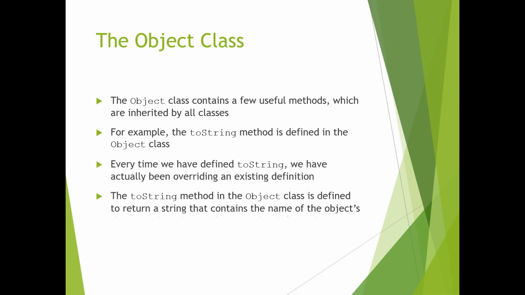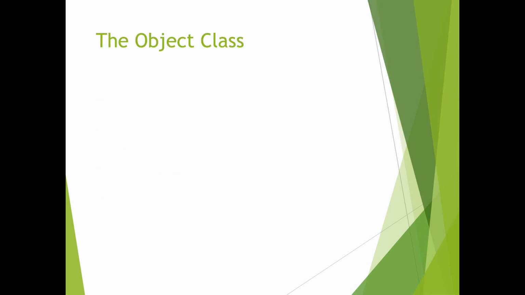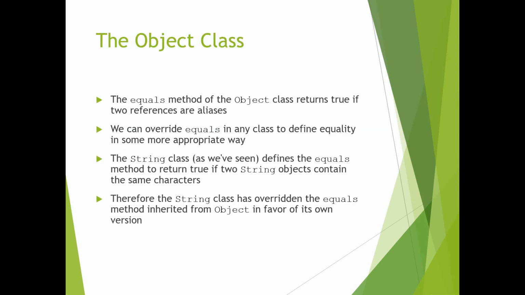Let me see this. What is the toString method and how is it defined? The toString method in the Object class is defined to return a string that contains the name of the object's class along with some other information. The equals method is also there, which is used to compare two different objects. If the object references are the same, it returns true, otherwise it returns false. Let me try to understand this with the help of a demo.